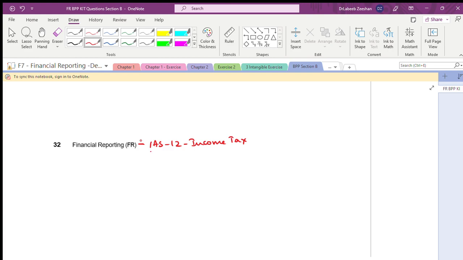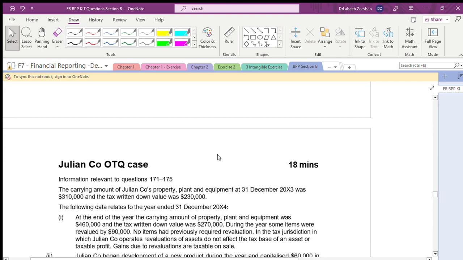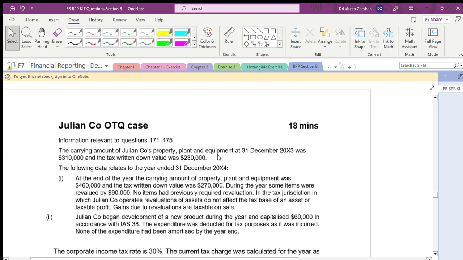What we are going to work out today in this session: we are talking in terms of IAS 12. Before we go to this question, this question talks about the carrying amount of Julian's property, plant and equipment at 31st December. They are also talking about something in terms of taxes.